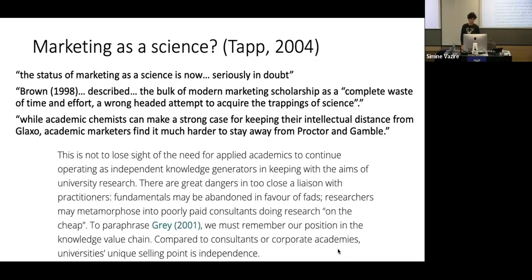So they write, this is not to lose sight of the need for applied academics to continue operating as independent knowledge generators in keeping with the aims of university research. There are greater dangers in too close a liaison with practitioners. Fundamentals may be abandoned in favor of fads. Researchers may metamorphose into poorly paid consultants doing research on the cheap. To paraphrase Gray, we must remember our position in the knowledge value chain. Compared to consultants or corporate academies, universities' unique selling point is independence.